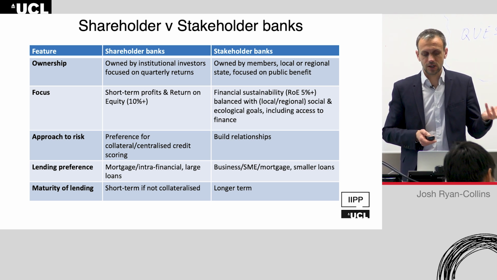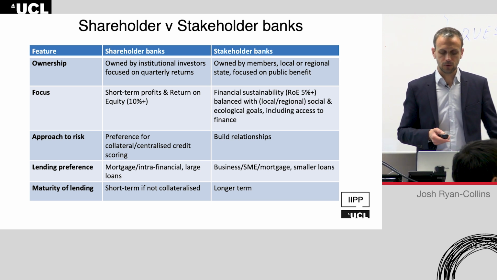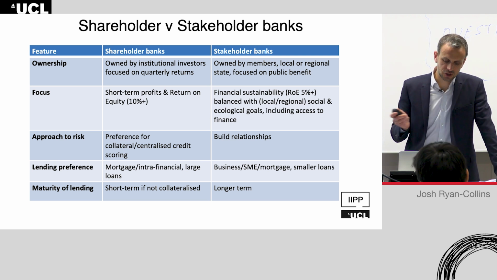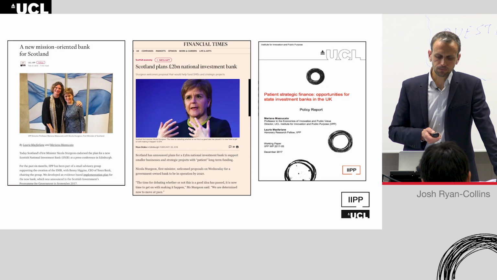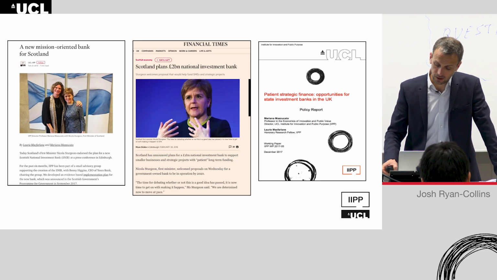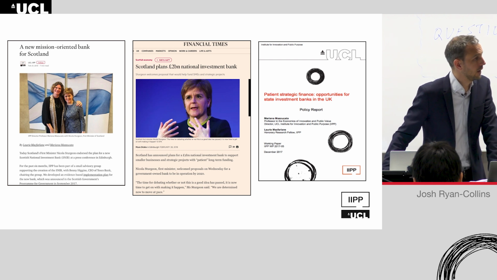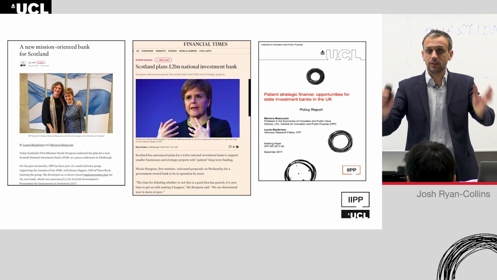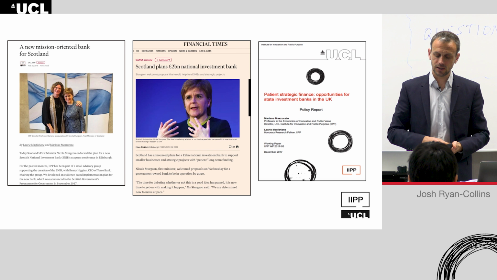And the evidence suggests that these stakeholder banks typically are more likely to lend to non-financial firms, whereas the shareholder banks have shifted towards mortgages and financial assets. And the other thing that IIPP particularly has been working on is state investment banks, public banks, development banks, got different names, but essentially these are banks that are, again, dedicated to supporting particular sectors of the productive economy.